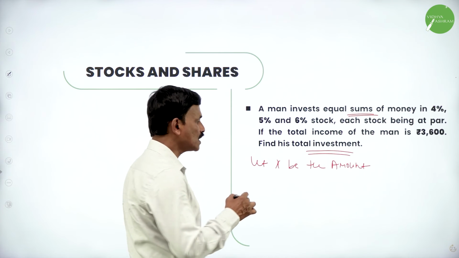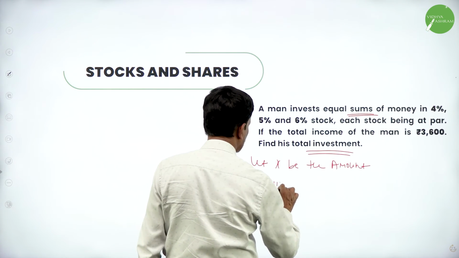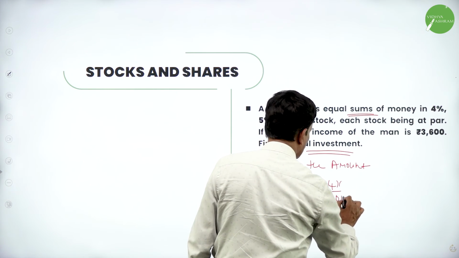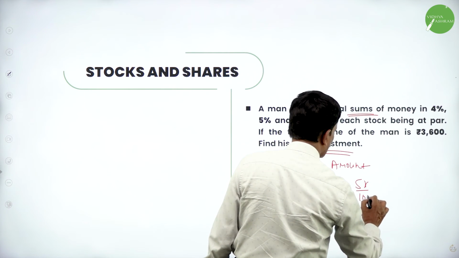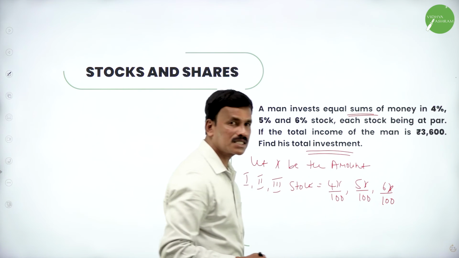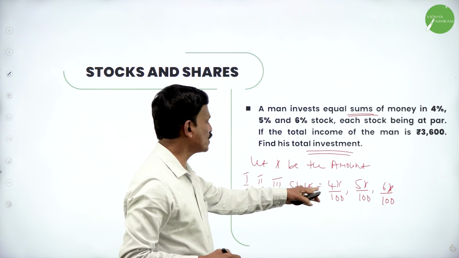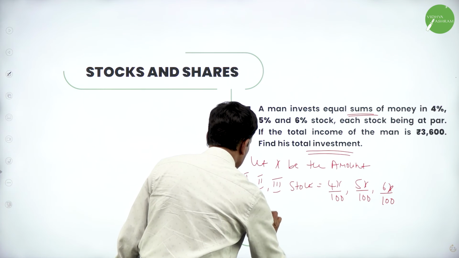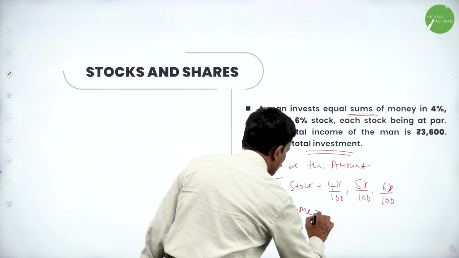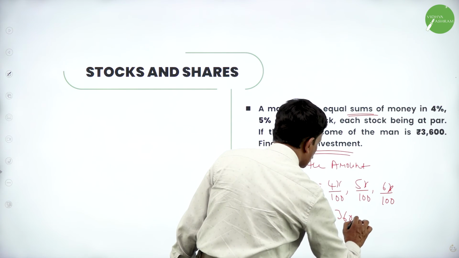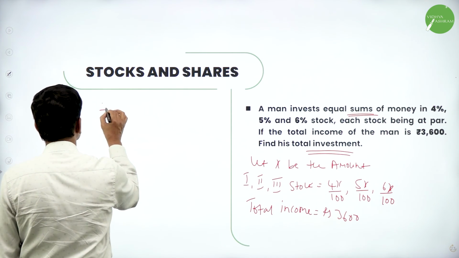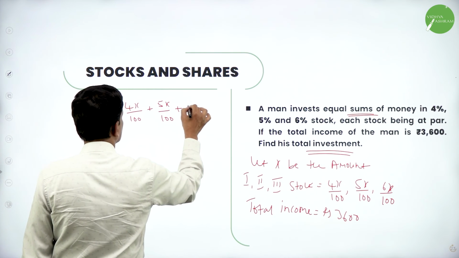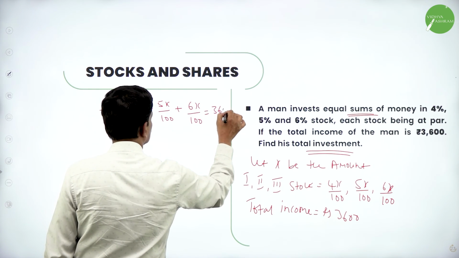Okay. First, second and third stocks. So 4% means 4x divided by 100, second 5x divided by 100, and the third 6% means 6x divided by 100. Now given the total income is rupees 3,600. So therefore add this. 4x divided by 100 plus 5x divided by 100 plus 6x divided by 100 is equal to 3,600.